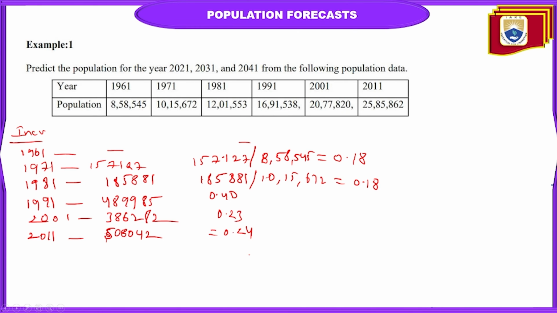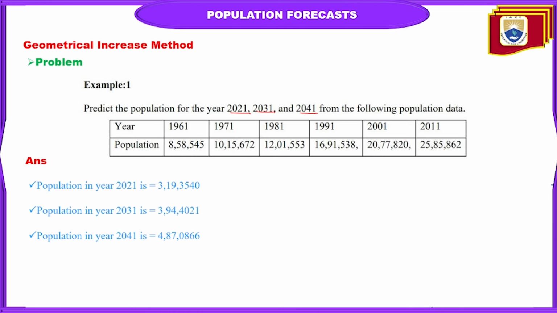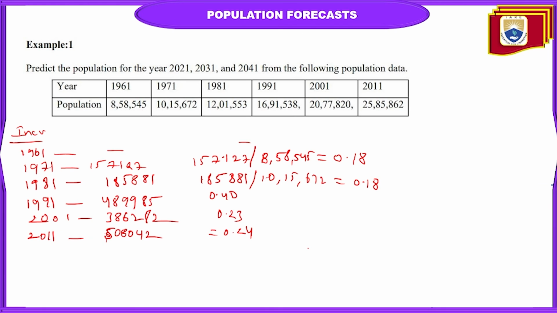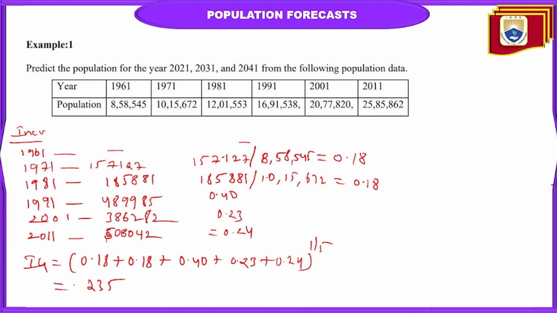Now we need to calculate the mean. The formula says that geometric mean we need to calculate in terms of percentage. So the mean value is the geometrical mean: 0.18 plus 0.18 plus 0.40 plus 0.23 plus 0.24, divided by 1 by 5. Once after substituting, we will get 0.235. So in terms of percentage, it becomes 23.5 percent. So this is the mean value.